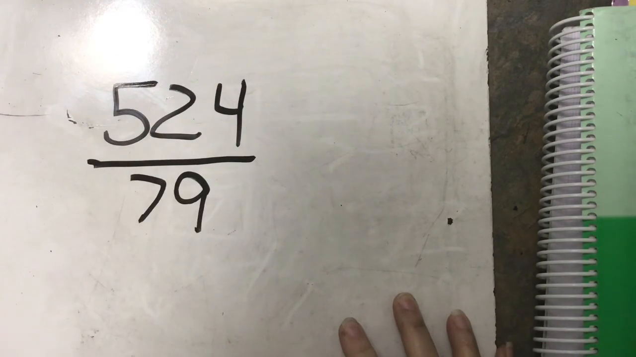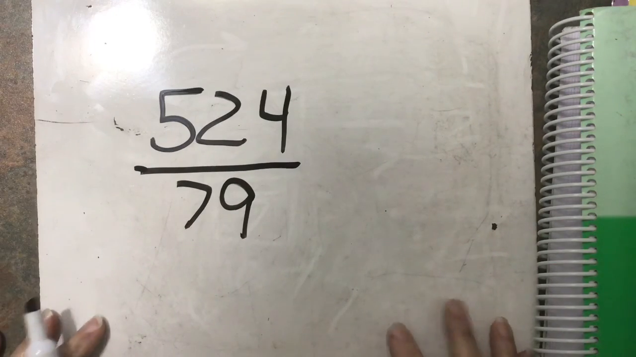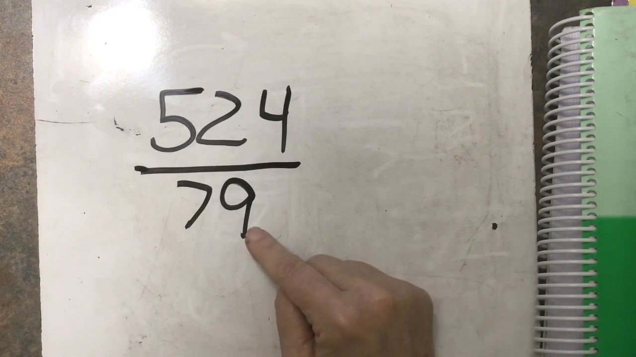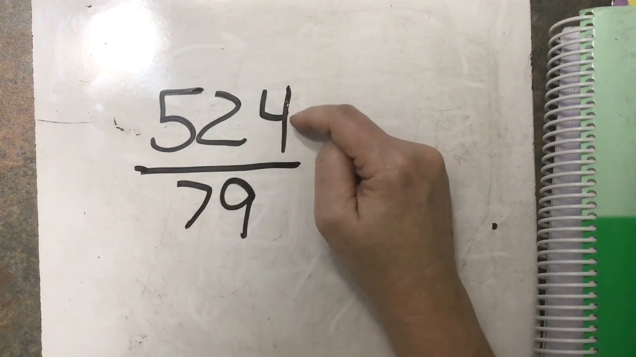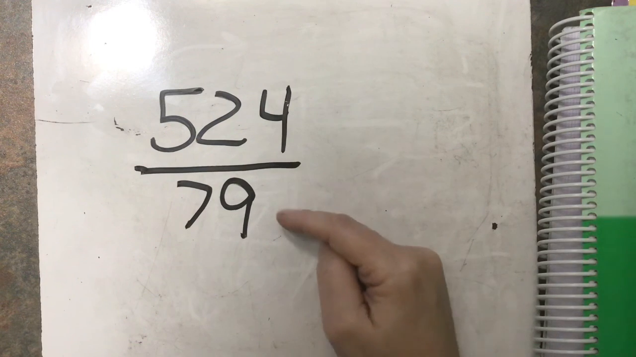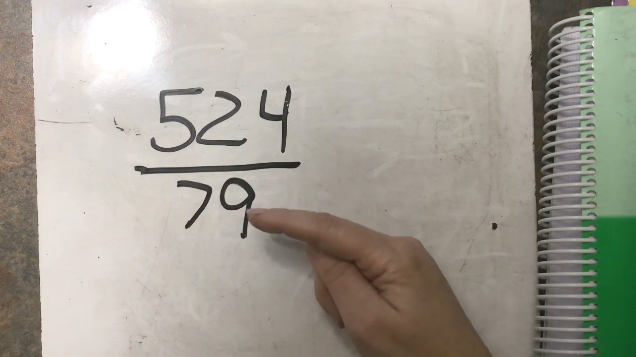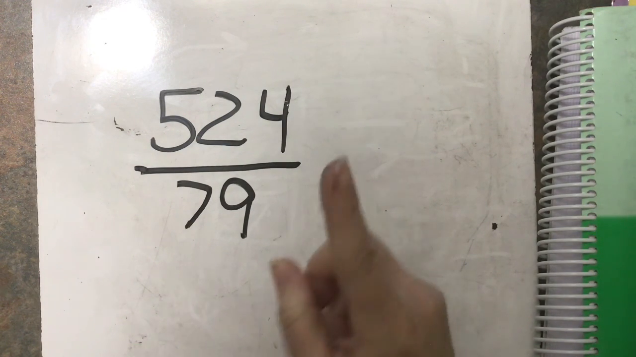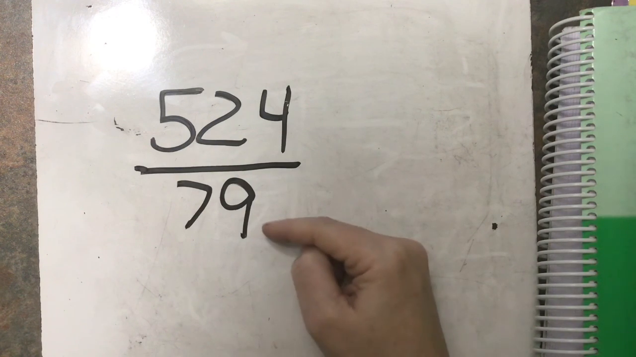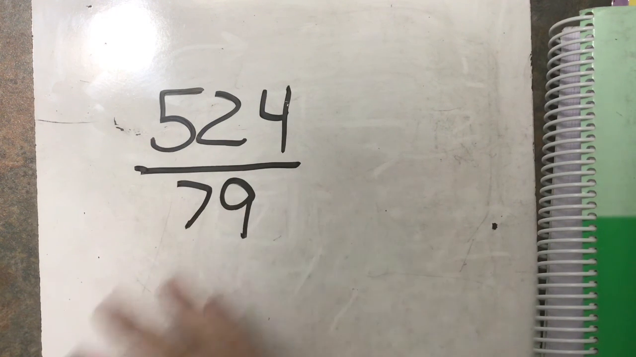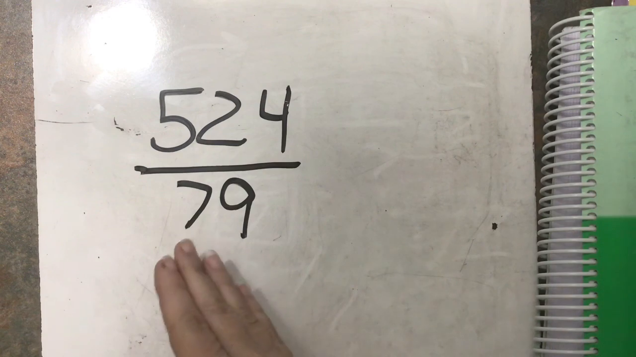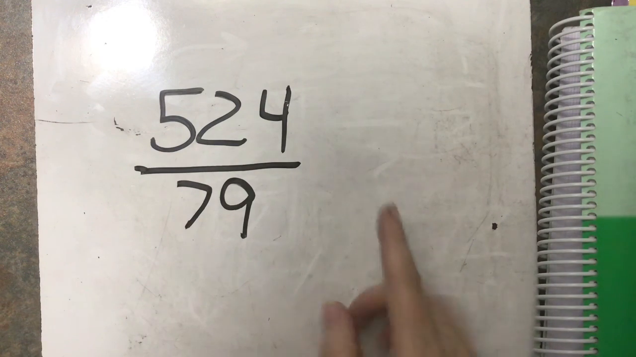79ths. That means that if we had a pie, it was going to be cut into 79 pieces. And if we put all of our pieces together, we'd have 524 pieces, and they are all size 79. That means it takes 79 of them to make one whole pie. 79 pieces. So we're going to take this, which is an improper fraction, and we're going to turn it into a mixed number.